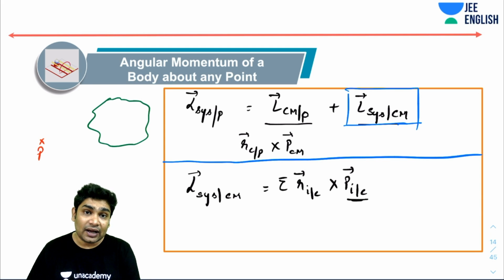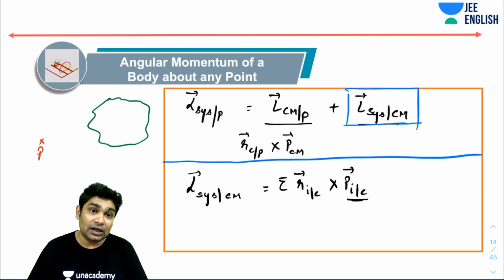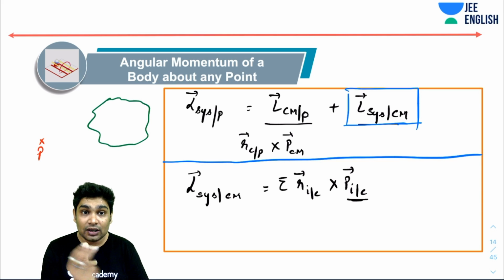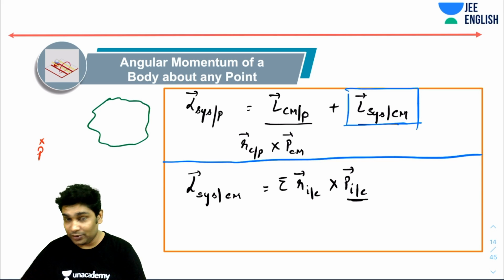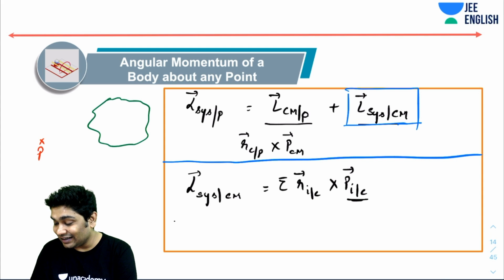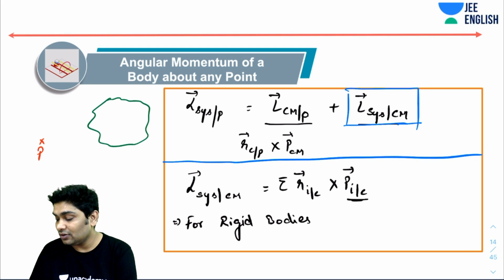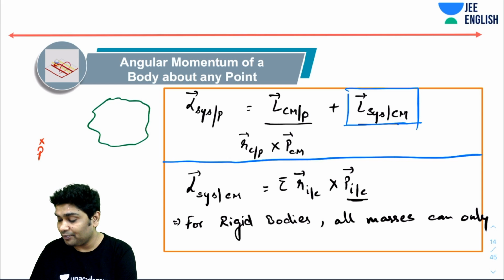Now, if I talk about a rigid body, for a rigid body, you will realize that the only motion that any point mass can do about the center of mass is pure rotation. I hope you guys agree with that. Let's write that down. For rigid bodies, all masses can only rotate about the CM.